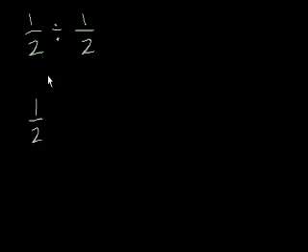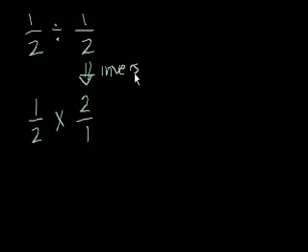If I were to ask you 1/2 divided by 1/2. Whenever you divide by a fraction, or actually when you divide by any number, it's the same thing as multiplying by its inverse. So 1/2 divided by 1/2 is equal to 1/2 times 2 over 1. We just inverse the second 1/2. And we know from the multiplication module, 1/2 times 2 over 1 is just equal to 2 over 2, or it's equal to 1.